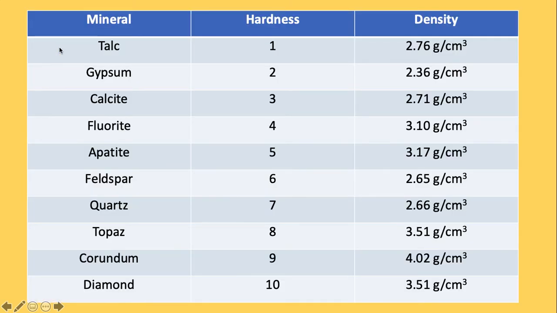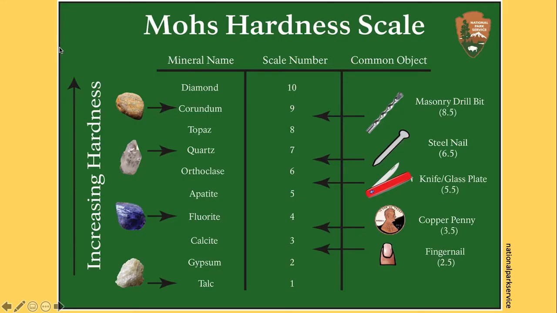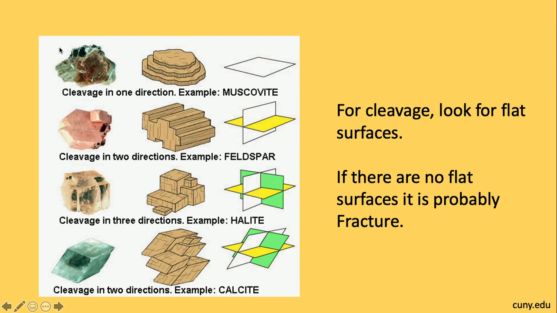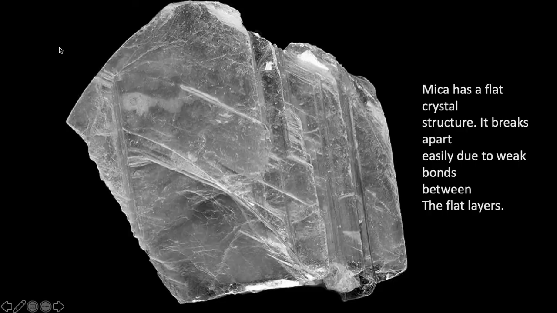You could bring a graduated cylinder and some water and a triple beam balance. You could bring all this stuff on the Mohs hardness scale, like a copper penny and a knife and a glass plate, steel nail, masonry drill bit. You could bring a hammer to break it apart and see if it has cleavage or fracture.